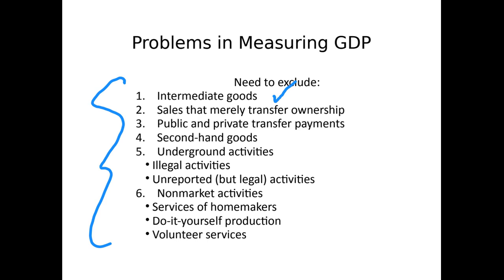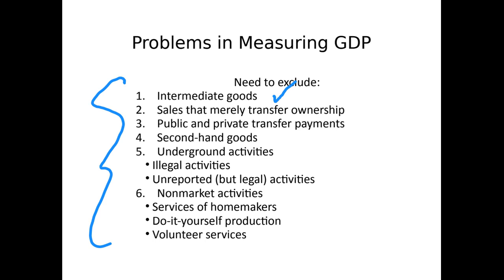By final goods, I mean they are ready for consumption, or at least not used for further production. But remember the difference between intermediate goods and capital goods. Next, sales that merely transfer ownership. This type of expenditure will not produce any good or service, so there is no production. So we are not going to add this.